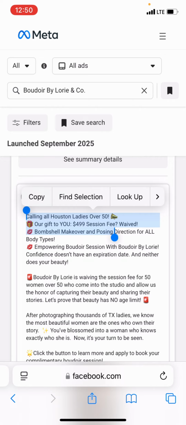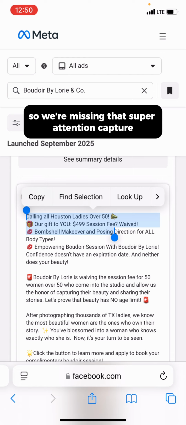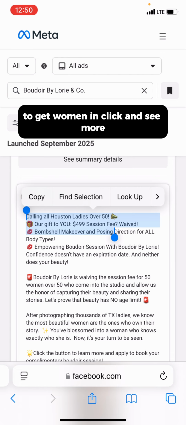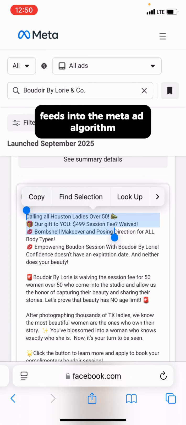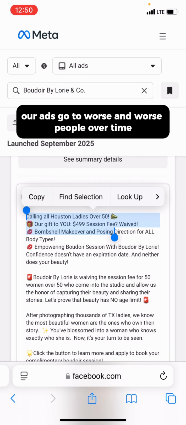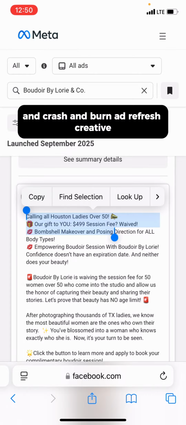No. All right, so we're missing the negative. So we're missing that super attention capture to get women in, click and see more. So less women clicking, less women becoming qualified, less women reading our ad copy, less bookings, less sales, less revenue. Feeds into the Meta ad algorithm. Our ads go to worse and worse people over time. This is the ad burnout. Same ad spend, lower results, and crash and burn, ad, refresh creative.